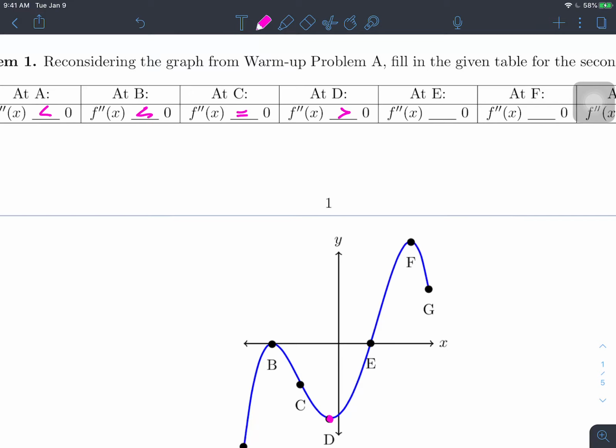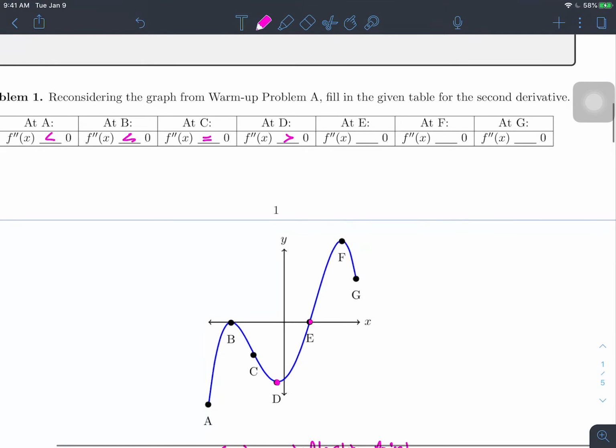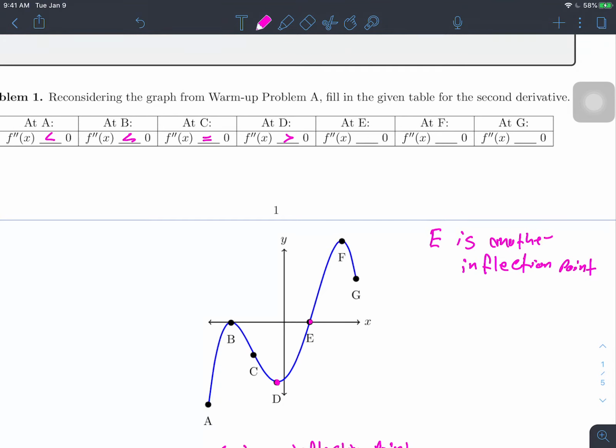All right, how about at E? What do we think about E? Yasmin? Very good. E is another inflection point. Because if I was driving my car, the moment that I got to E would be the moment that my steering wheel was exactly center. Right? All right, and how about F? After I pass E, which way am I turning my steering wheel? To the right or to the left?